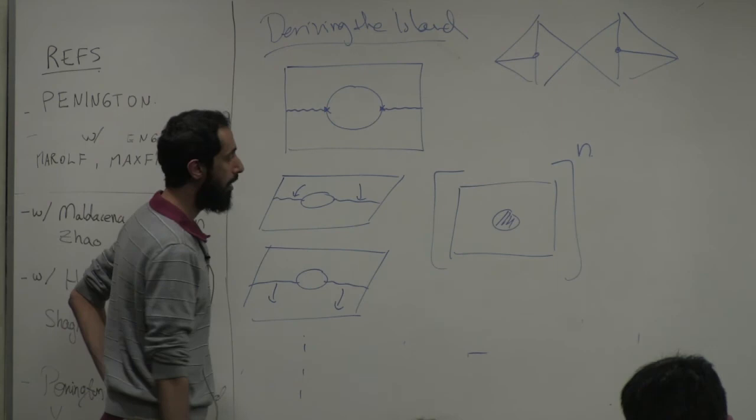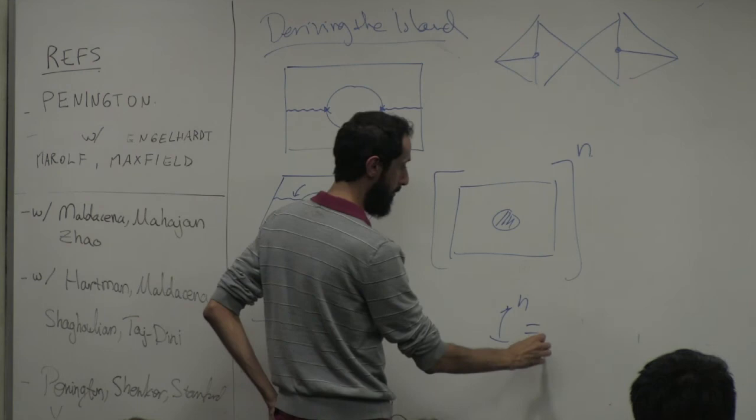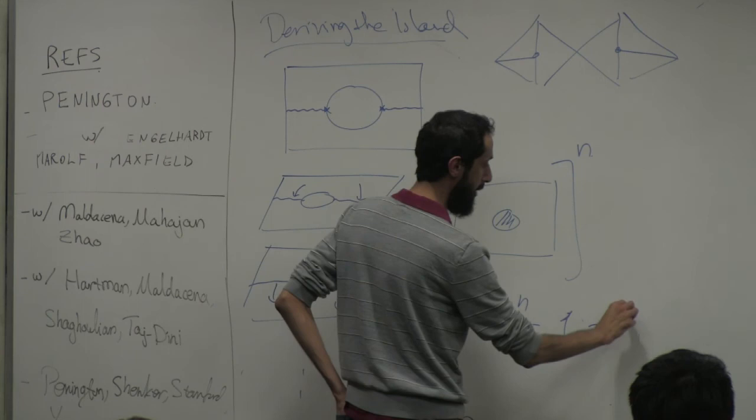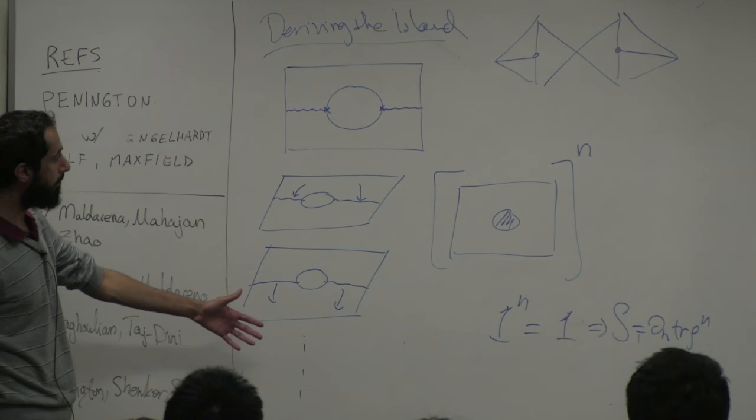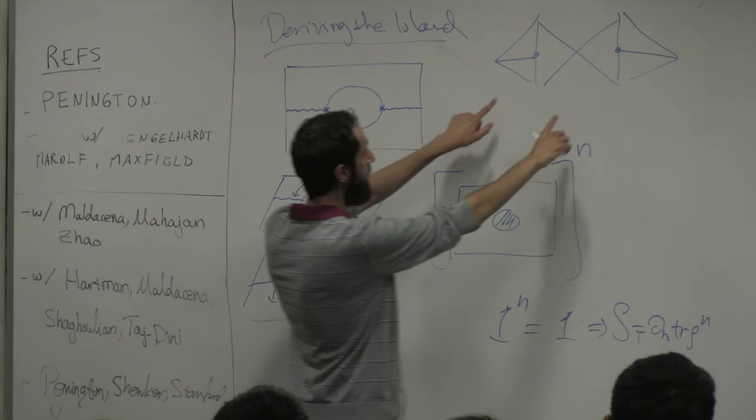This is just 1 to the power of n, which by some magic is equal to 1, and which implies that the entropy, which is the derivative with respect to n of trace rho to the n, is 0. So this replica calculation tells you that the entropy of the entire bath along with the endpoint here is equal to 0.